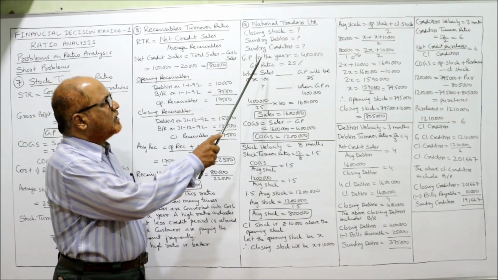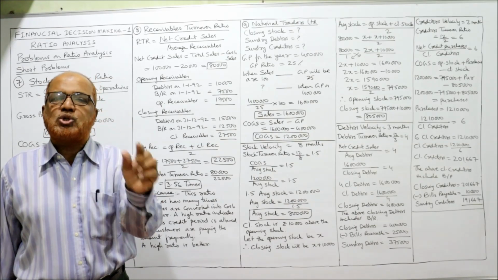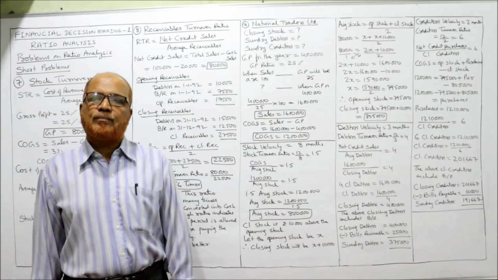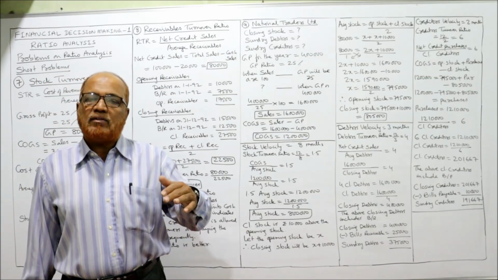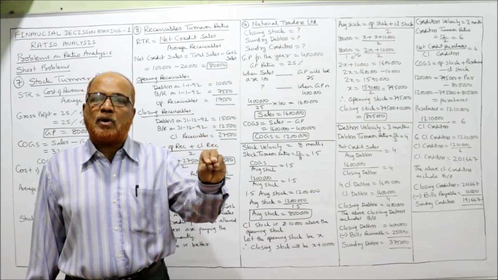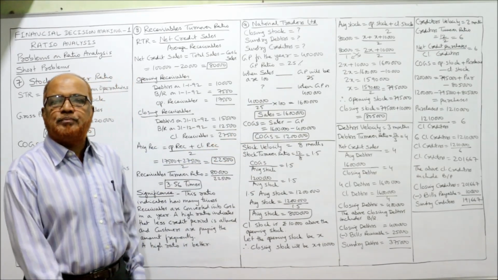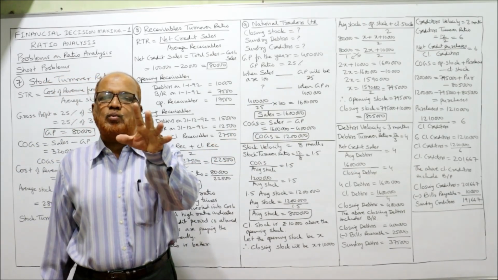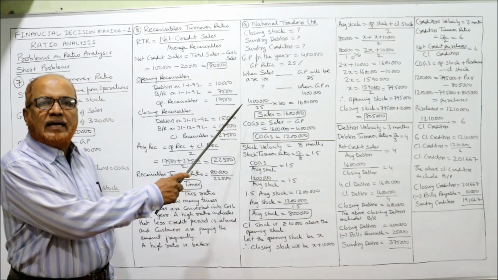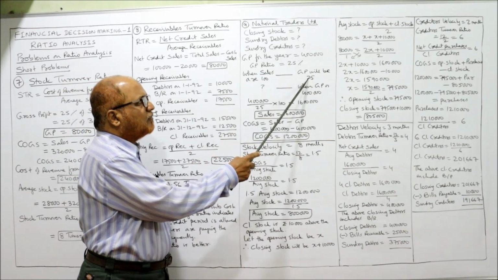The gross profit for the year is given as 4 lakh and the gross profit ratio is given as 25%. That means 25% of what? Of sales. In other words, if sales are 100, gross profit will be 25. That is the meaning of 25% gross profit ratio. For every 100 rupees of sales, we are getting 25 rupees gross profit. So when sales are 100, gross profit will be 25.